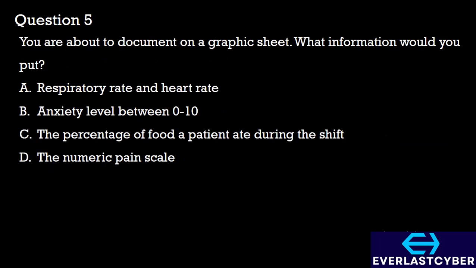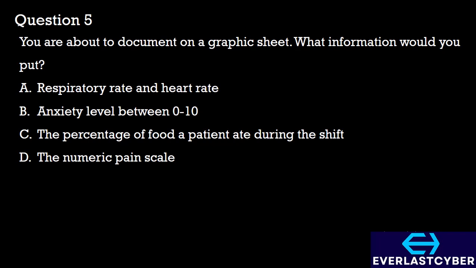Question 5. You are about to document on a graphic sheet. What information would you put? A. Respiratory rate and heart rate. B. Anxiety level between 0 to 10. C. The percentage of food a patient eats during the shift. D. The numeric pain scale.